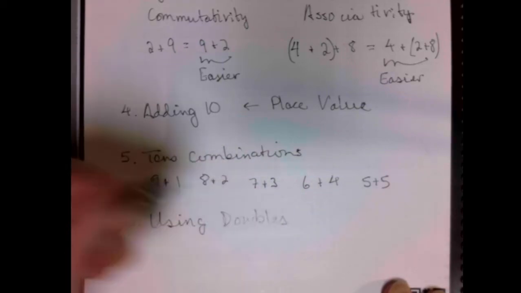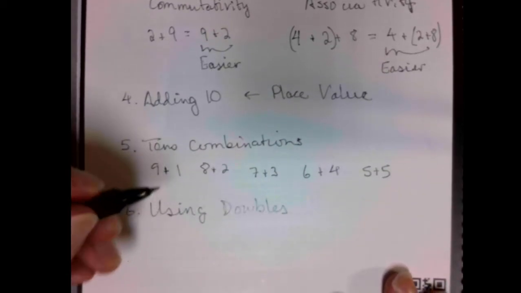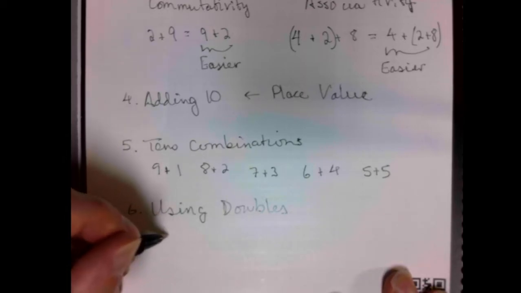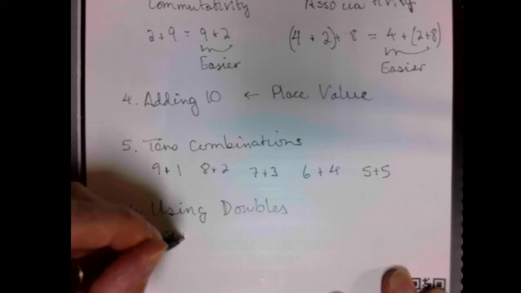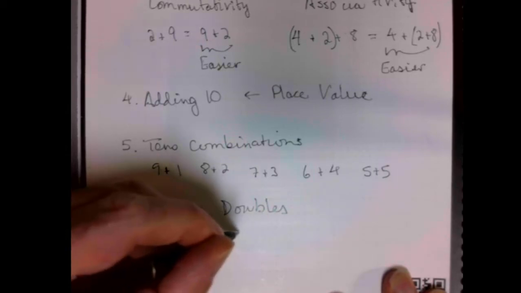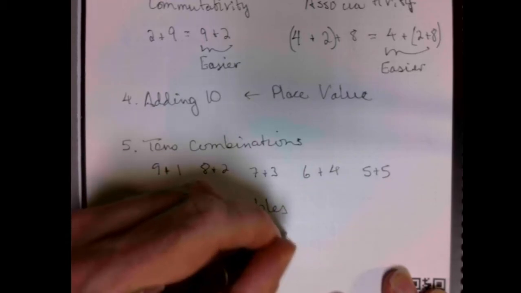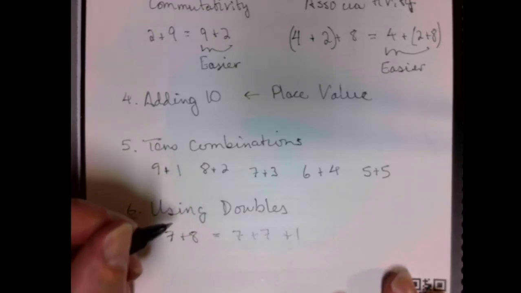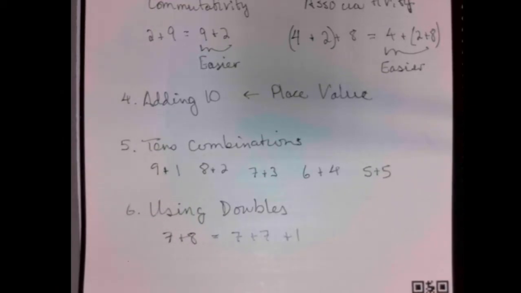Using doubles is a convenient strategy here. So if I'm doing something like 7 plus 8, I could visualize it as 7 plus 7 plus 1. So I double 7 to get 14 and then add 1 to get 15. Okay, so using doubles.